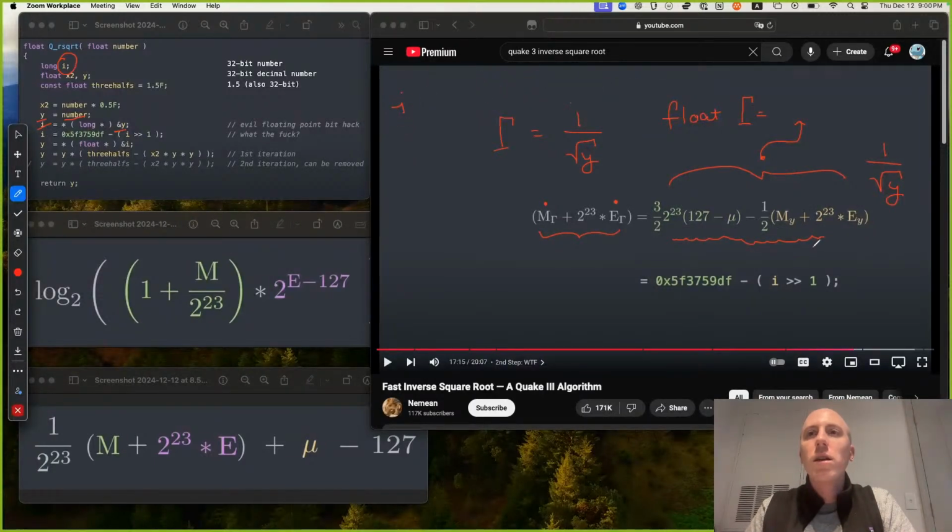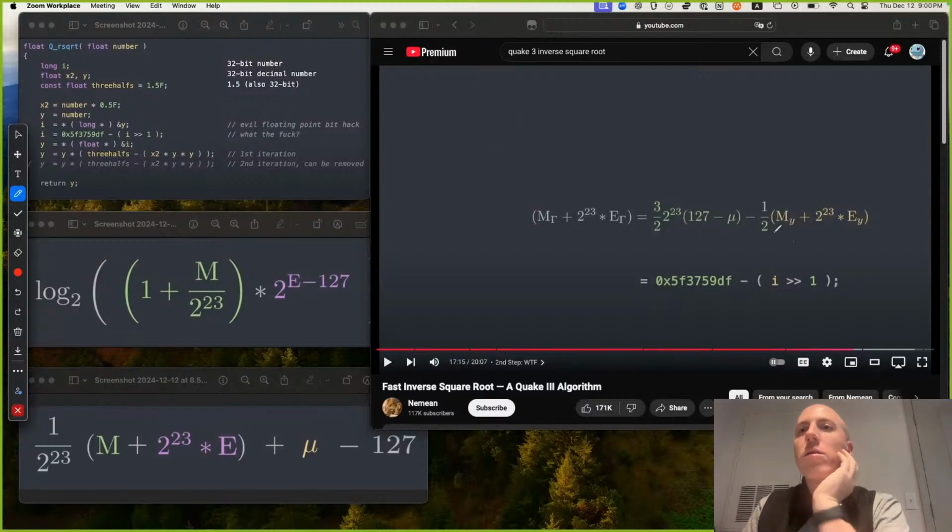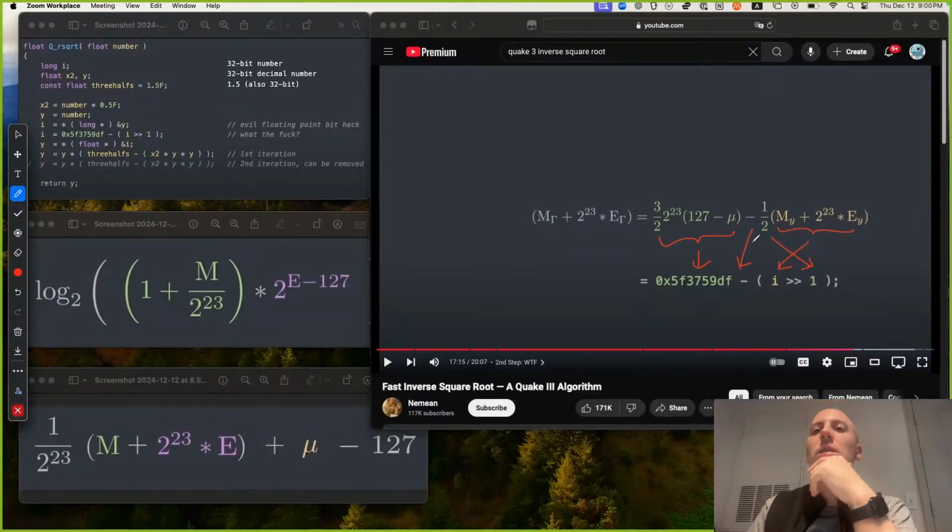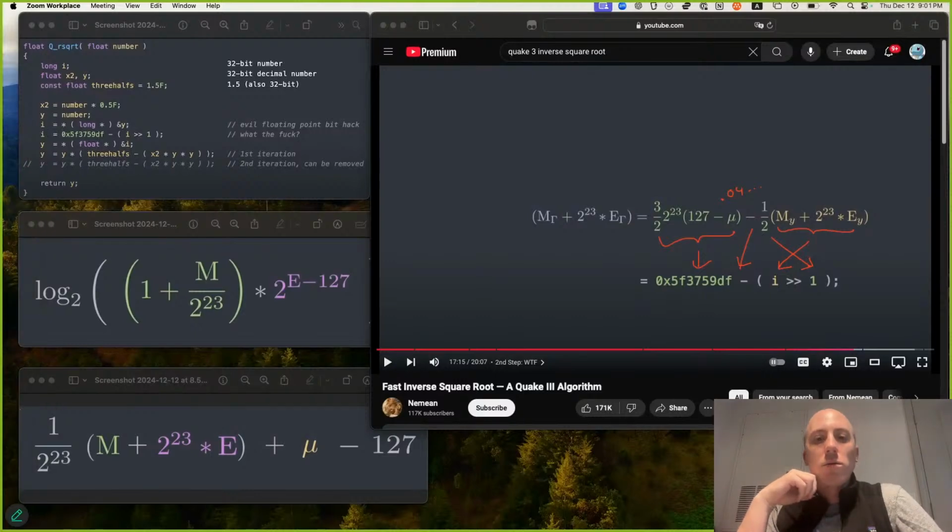I didn't realize there was such a one-to-one correspondence between this. Literally this thing, it's even color coded, this thing is just I. This shifting over is just the division by 2. This minus is the same. And then this is just a constant, which is this right here. Mu is like 0.04, blah, blah, blah. So you just evaluate that. Cool.